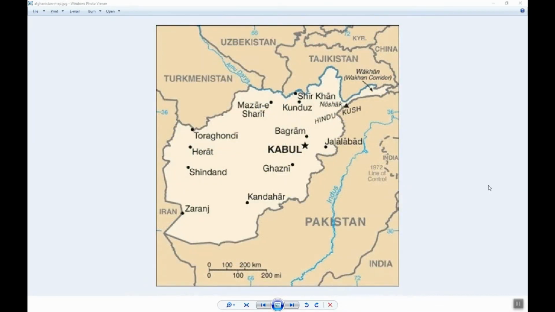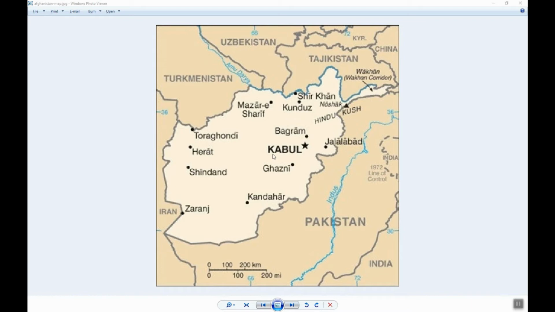So here's a little closer look at Afghanistan. This is another CIA map. And here's Afghanistan, Pakistan, Tajikistan, Uzbekistan, Turkmenistan, Iran, and China up here with that little connection right here. So, as we know, Kabul, capital, has been in the news. You've heard of Kandahar.